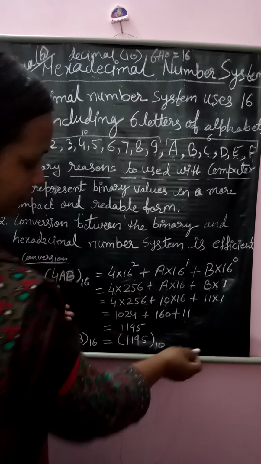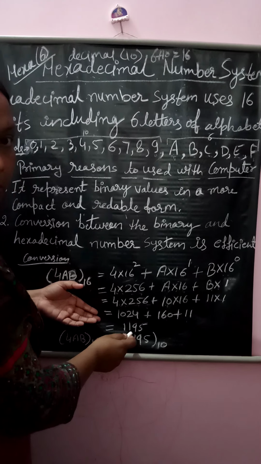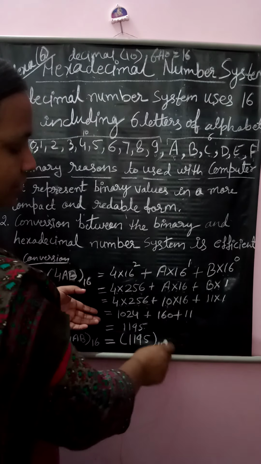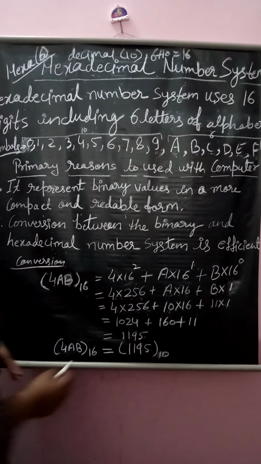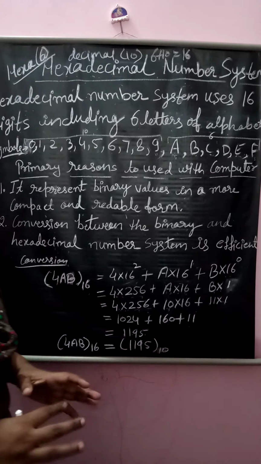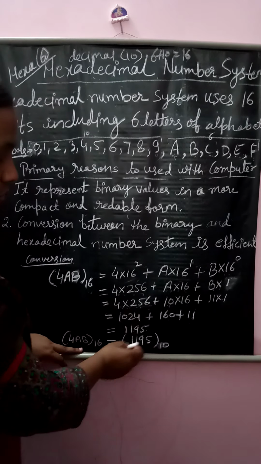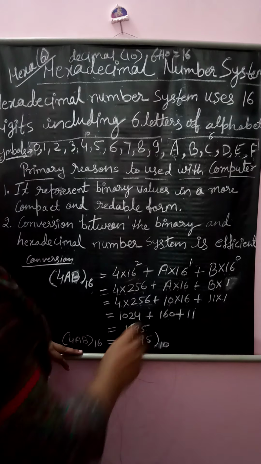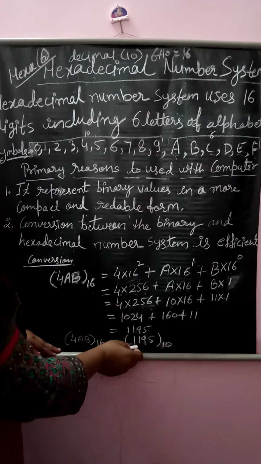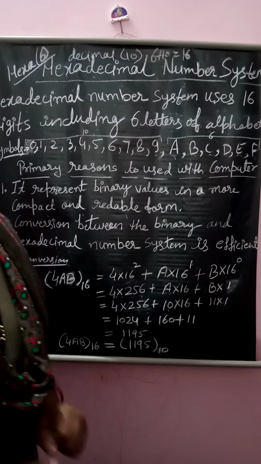Okay, so now we add it. 1024 plus 160 plus 11 is 1195. We write 1195 in brackets with base 10. So what is the meaning of this conversion? This conversion means we know the value: 4AB in base 16 is equal to 1195 in the decimal number system. If we write 4AB or we write 1195, both have the same value.